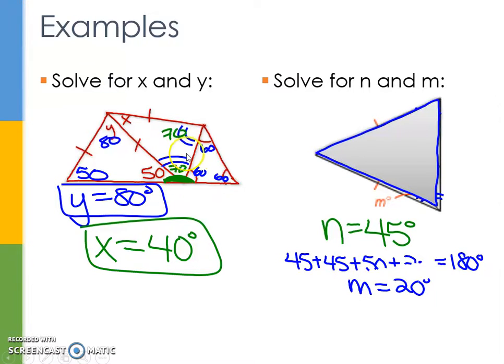If this is 70, that's 70 because this side is congruent. That means this angle is also congruent. So if this is 70 and this is 70, then 180 minus 70 minus 70 gives me the x. 180 minus 140 is 40. So x equals 40.